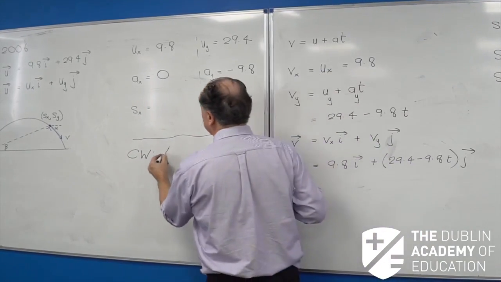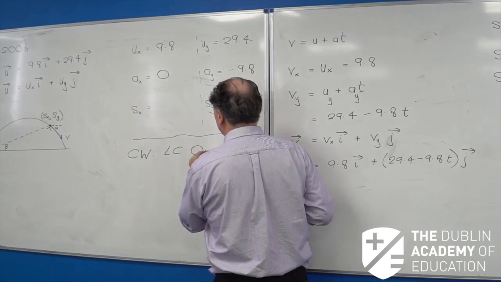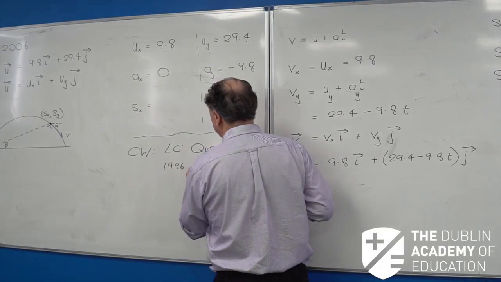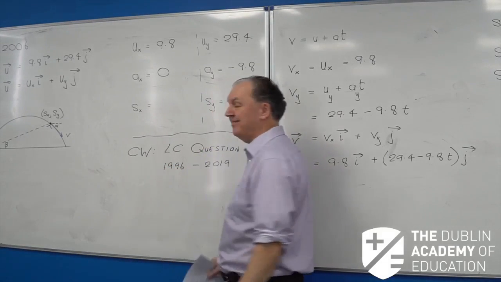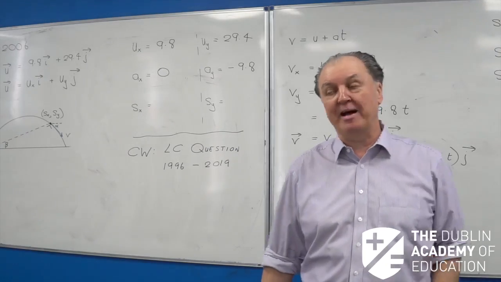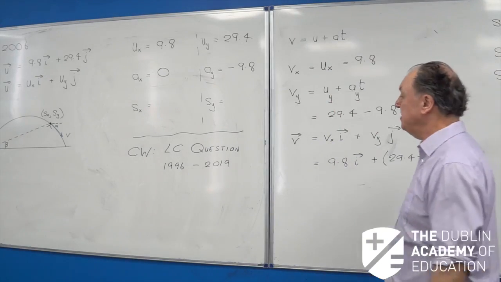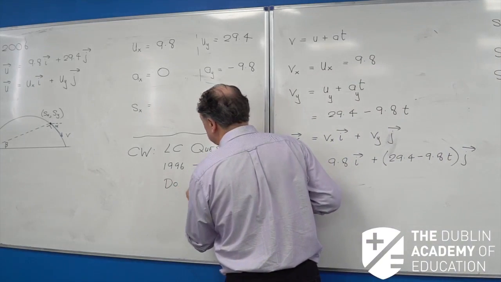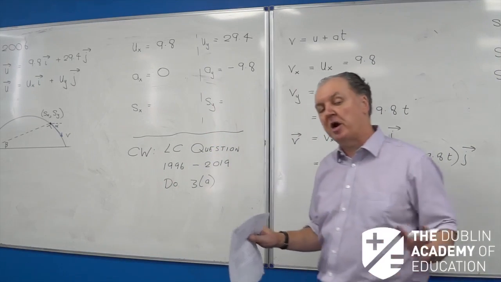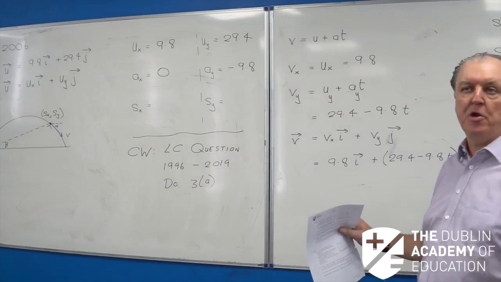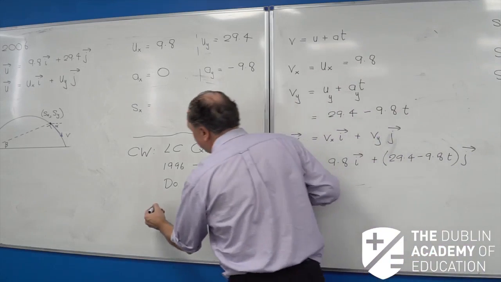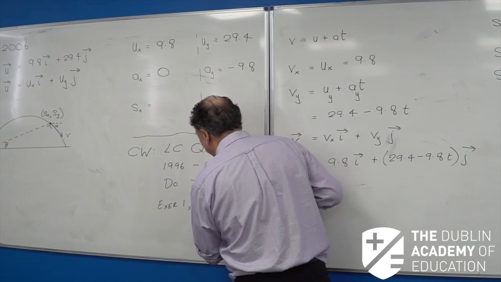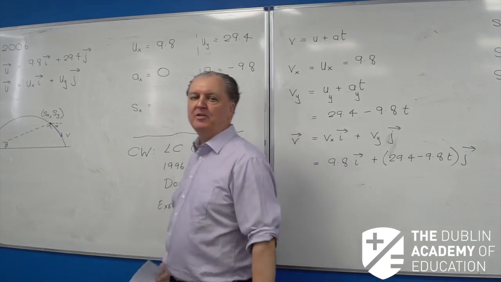You can do all the leaving cert questions. I've given you leaving cert questions from 1996 to 2019. That's more than enough. There's no need to go back before 1996. From 1996 to 2019, you can do all the part A questions. There are questions on horizontal planes. Also from the notes, if you want more practice, you've got 3 exercises, exercise 1, 2 and 3. Okay, so thanks very much.